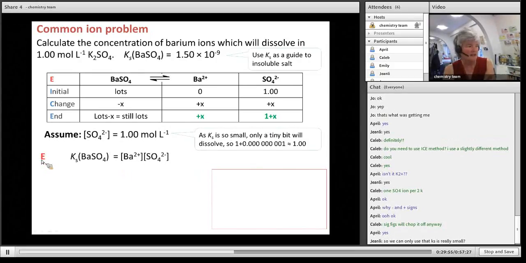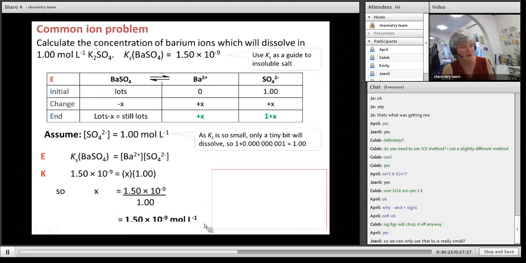Okay, so remember the EEC method. So it's equation, then expression. Okay, so you've got to write this down so you know what to substitute. So having written this down, you can substitute now quite easily. X goes in there, and we've assumed that the 1 plus x is 1, so the 1 goes in there. And we know what Ks is because we're given that. So now you just simply solve for x, and that will be your answer.